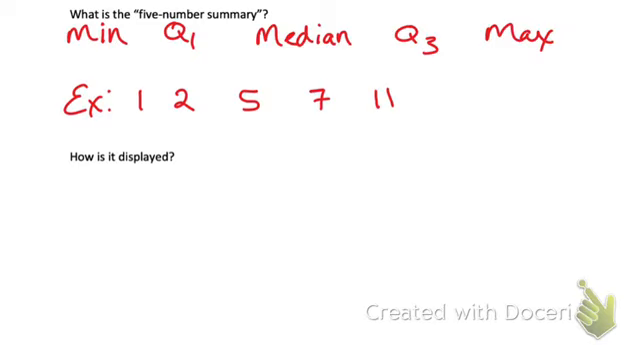So, in this specific example, what is the median? 5. What is the minimum? 1. What percent of the data is between 5 and 7? 25%. What percent of the data is from 2 to 11? 75. What is the maximum? 11. What is the mean? We don't know. You'd have to calculate that. How would we calculate that? Add them all together, divide it.